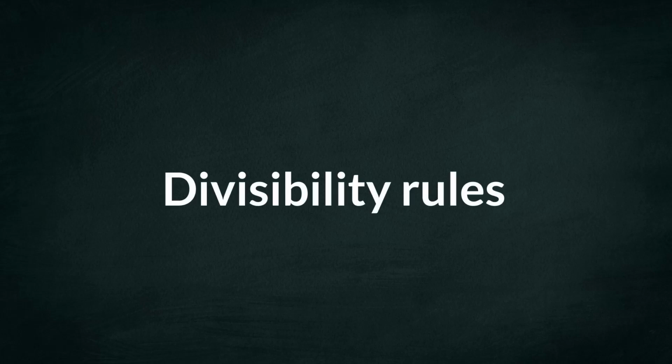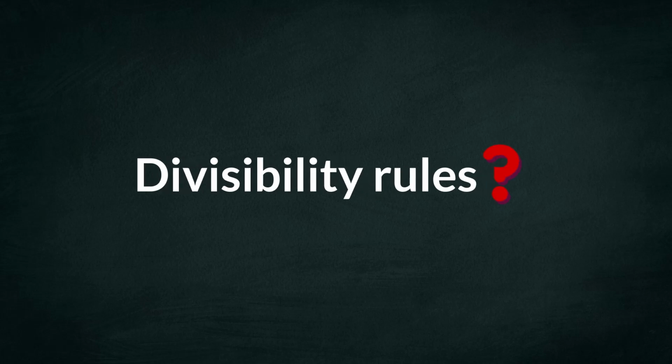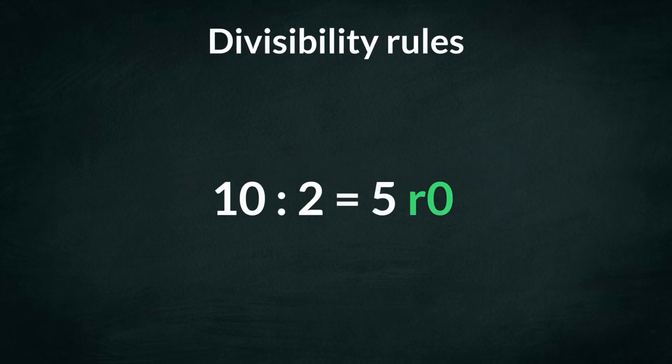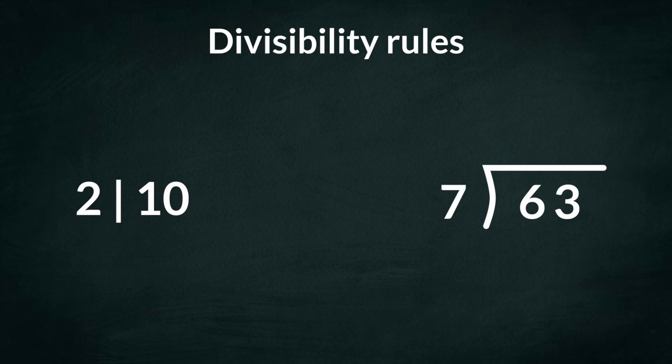To be specific, we'll learn divisibility rules. You might be asking yourself, what are divisibility rules? They are rules that help you know if a number can be divided by another number with zero remainder. In other words, these are ways to figure out if a number is divisible by another number, without making us go through a whole division process.